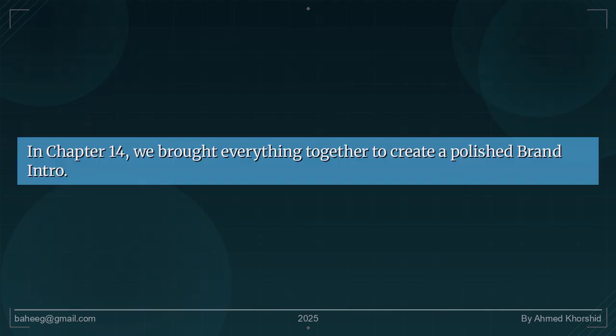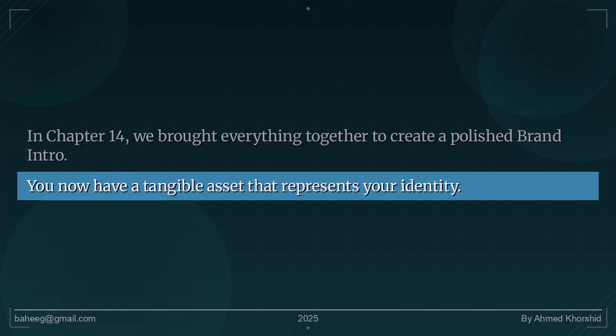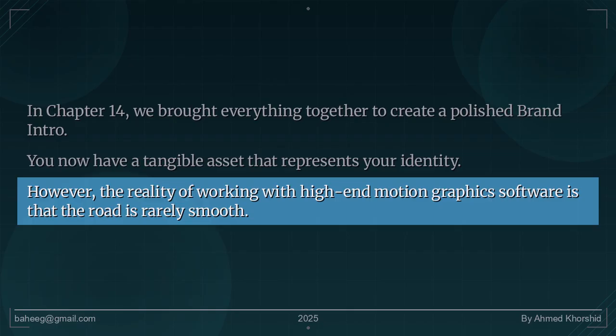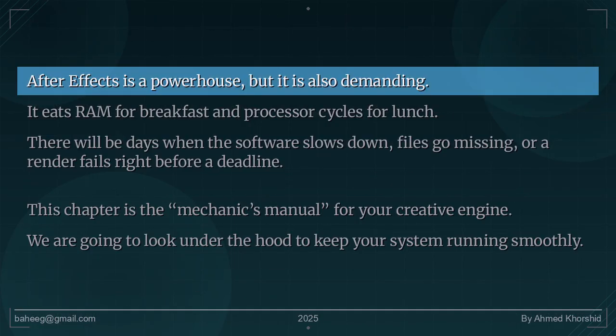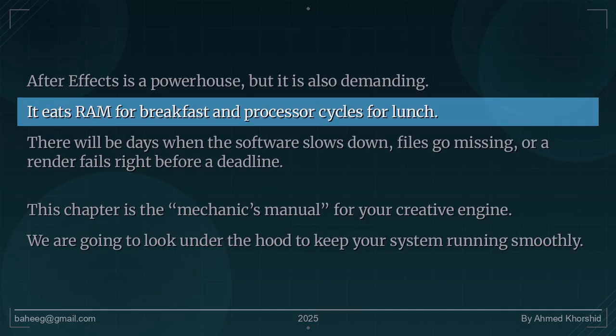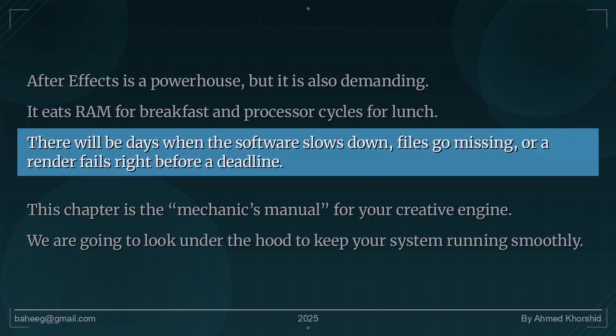In Chapter 14, we brought everything together to create a polished brand intro. You now have a tangible asset that represents your identity. However, the reality of working with high-end motion graphics software is that the road is rarely smooth. After Effects is a powerhouse, but it is also demanding. It eats RAM for breakfast and processor cycles for lunch. There will be days when the software slows down, files go missing, or a render fails right before a deadline.